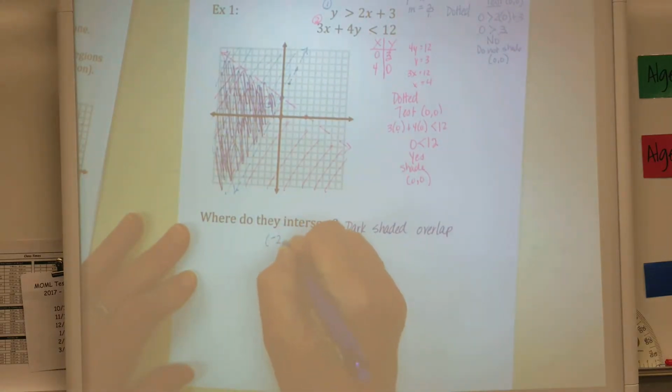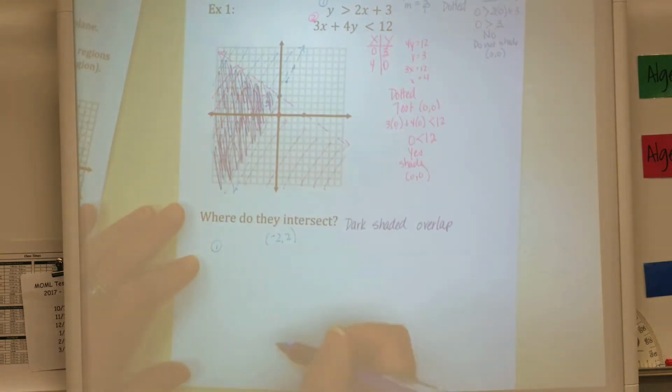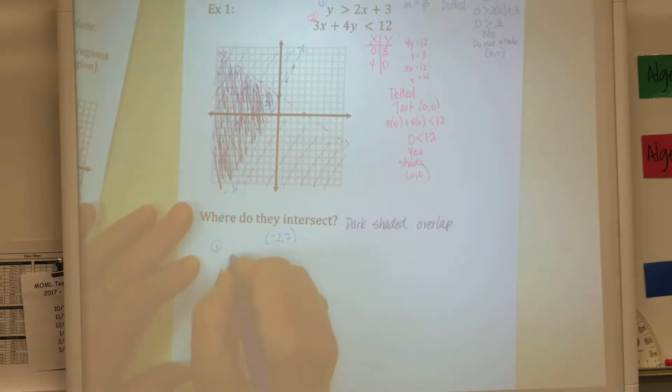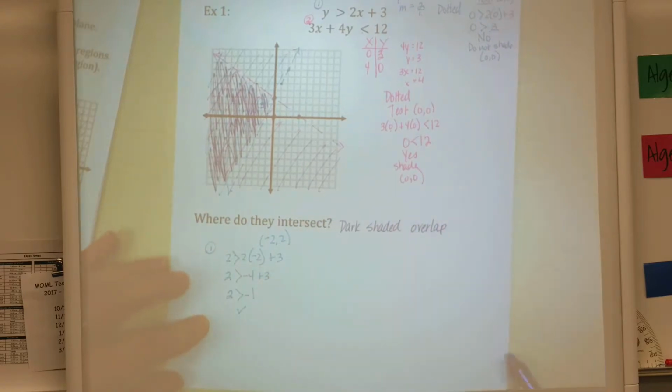Negative 2, 2. And if I plug that point into the first equation, it should work. Plug in 2 for y is greater than 2 times my x value, which is negative 2, plus 3. 2 times negative 2 is negative 4. And I get 2 is greater than negative 1. That's true, so that point works in that first equation.